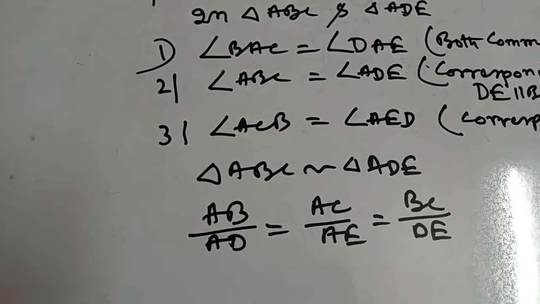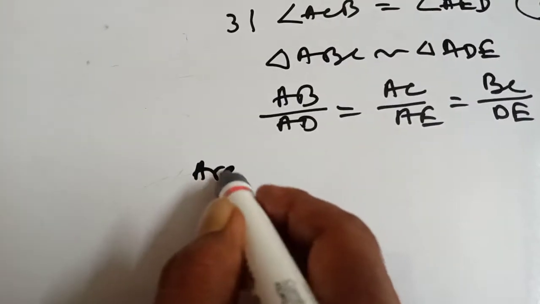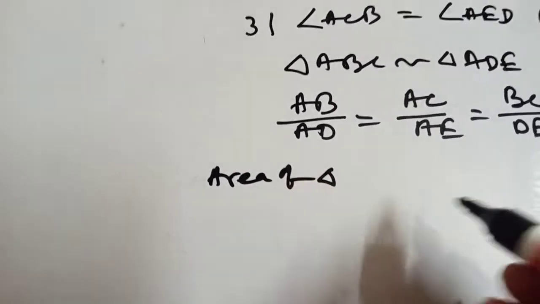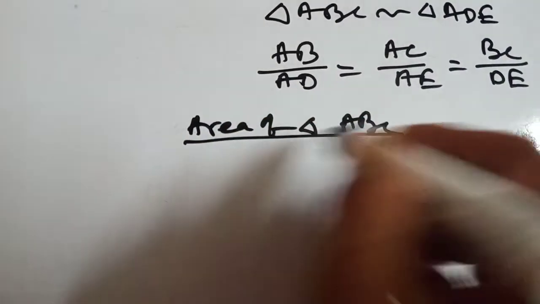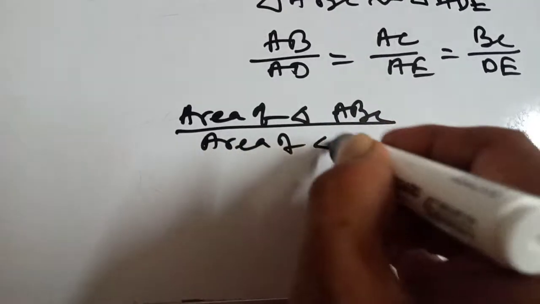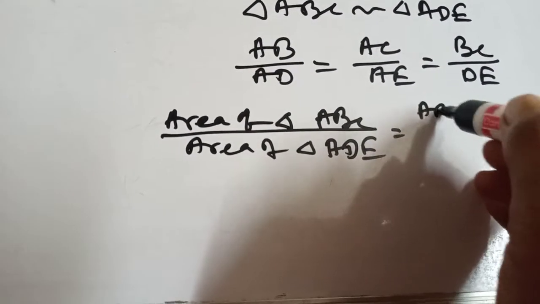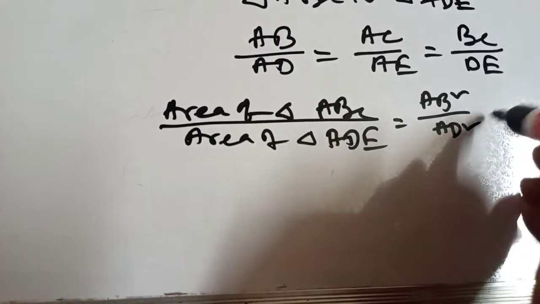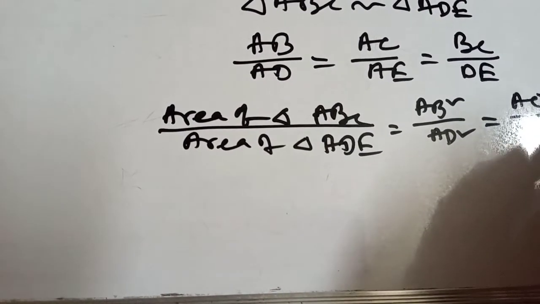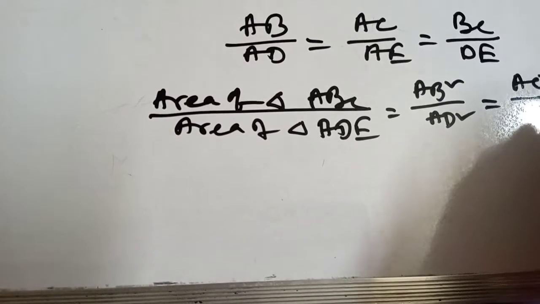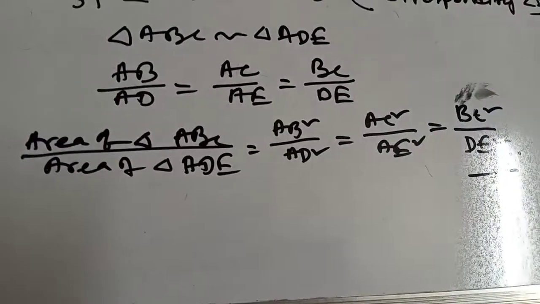And also we can write area of triangle ABC by area of triangle ADE. Then it will be the square of any sides: AB square by AD square equals AC square by AE square equals BC square by DE square. This also you can write.